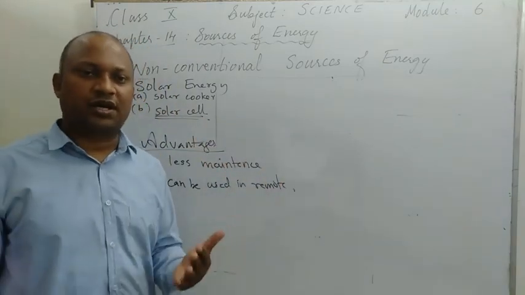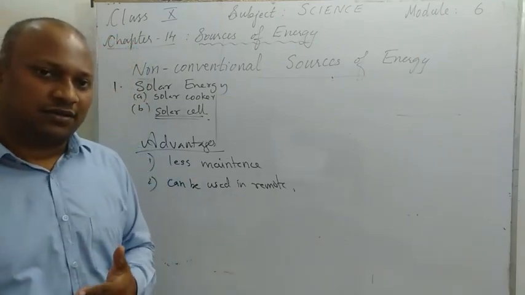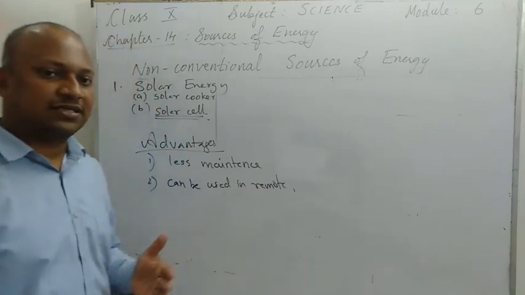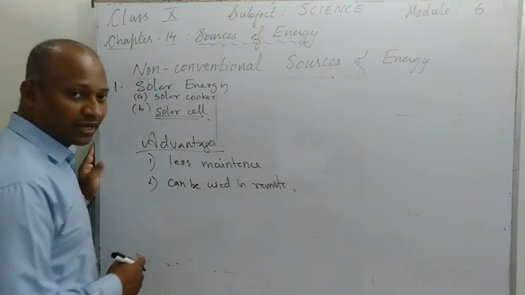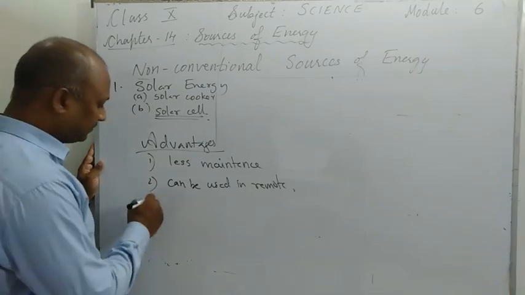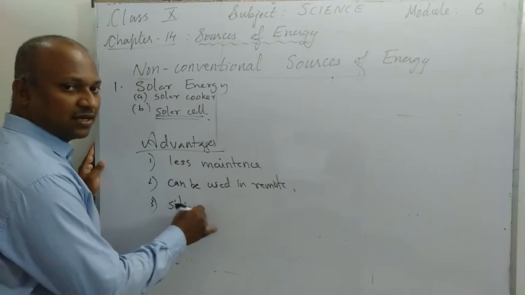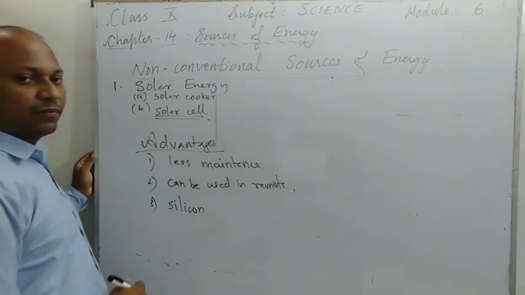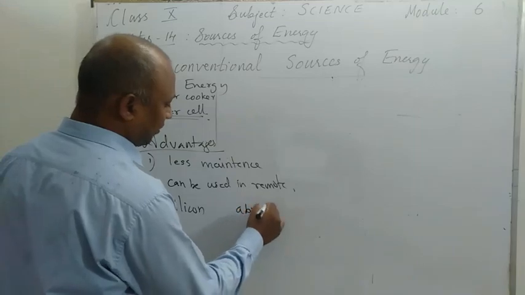पहुंचना, लोगों को पहुंचना या बड़े ट्रक्स को पहुंचना कन्वेंस नहीं है, और ऐसी जगह पर भी आप इस सोलर सेल को लगा सकते हैं, सोलर पैनल्स को लगा सकते हैं. And silicon, which is used for making the solar cell, is abundant in nature. It is abundantly found.